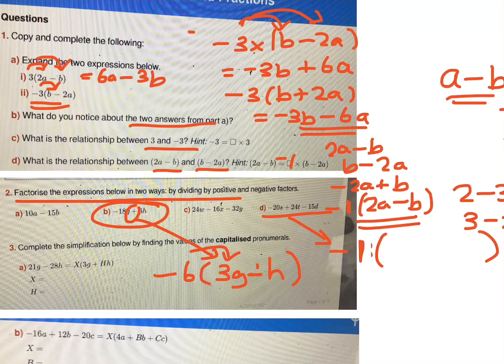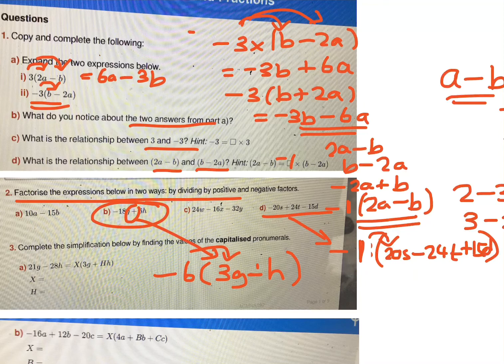Okay, so minus 1 times what gives you minus 20s? Minus 1 times minus 24t. A minus times a minus is a plus, so that has to become minus 24t. And minus what gives you minus 15? Minus times a plus gives you 15d.